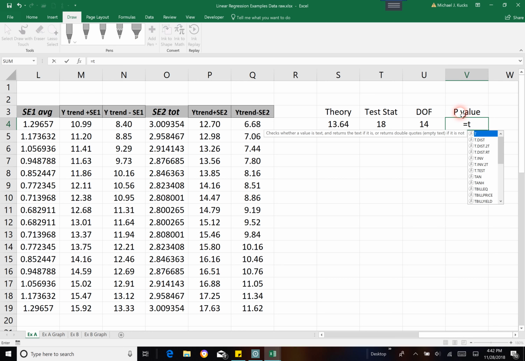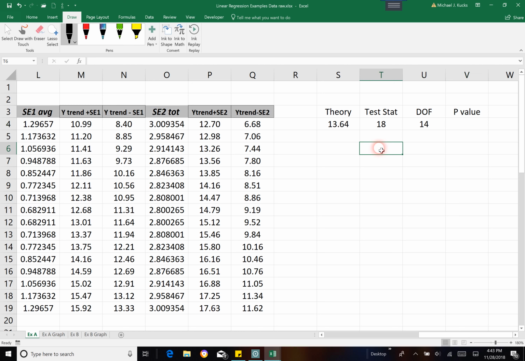So I'm going to use a T.DIST.RT command. This is going to tell me the amount of area in the right tail. Okay. And let's see, oh, okay, I got to do something here first.